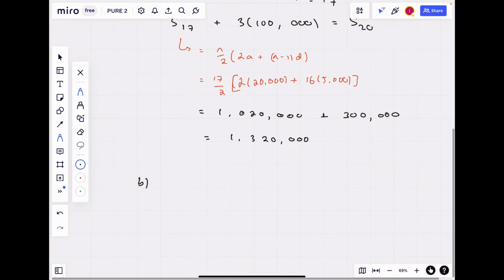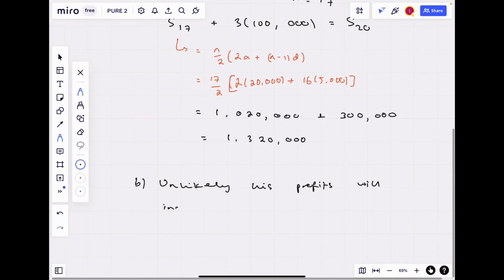It's unlikely his profits will increase by the same amount each year. That is enough of a reason as to why it's not suitable.